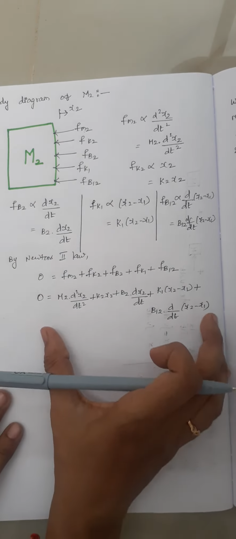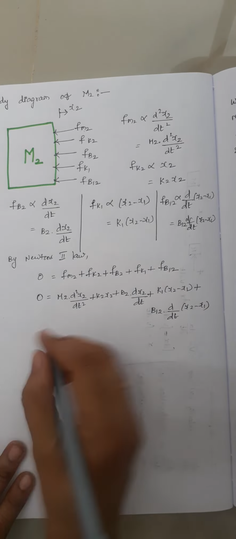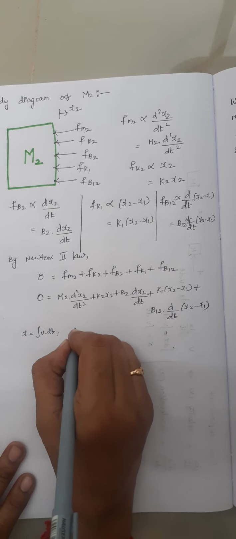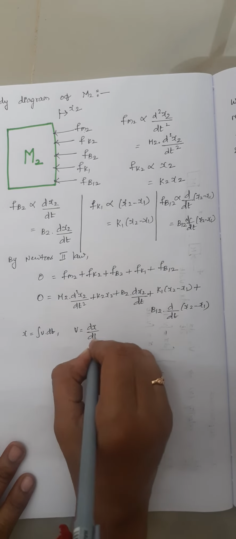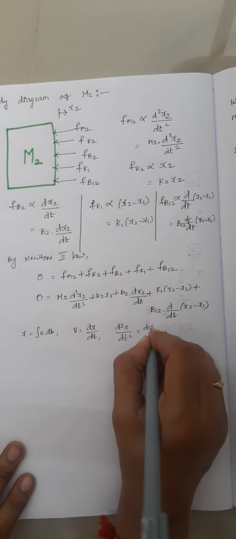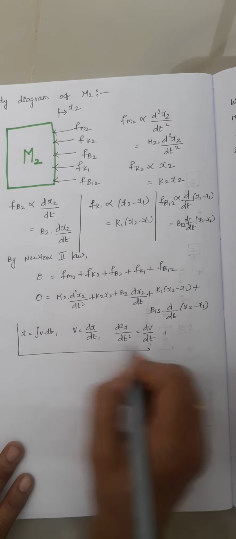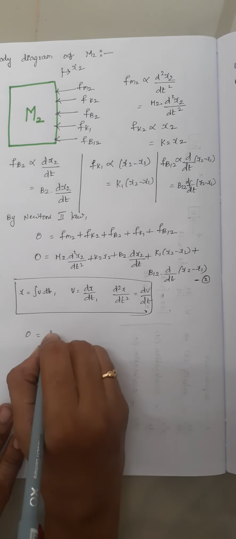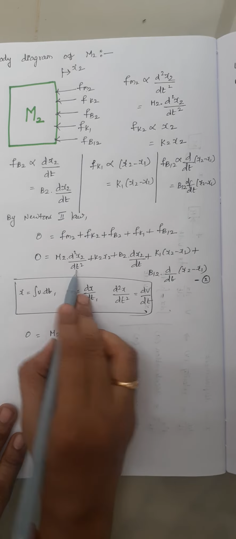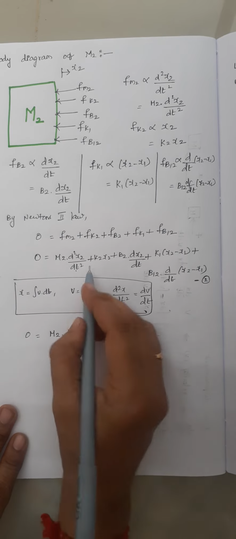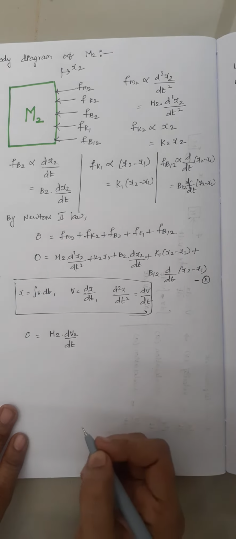Now again I am going to rewrite this equation in terms of velocity. So just let me refresh. x is equal to integral of v into dt, and v is dx by dt, and finally d square x by dt square can be written as dv by dt. So again I am going to substitute these values in the above equation. Let this be equation number 2. So while substituting we will be having 0 is equal to m2 into, so d square x by dt square is nothing but dv by dt. Here we are having 2, so I am writing dv2 by dt.